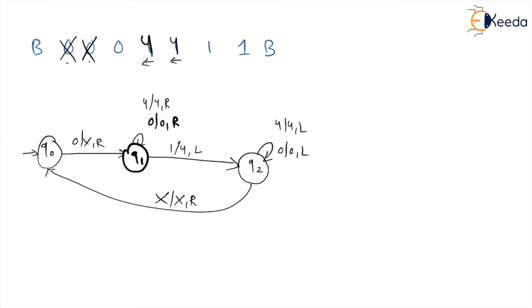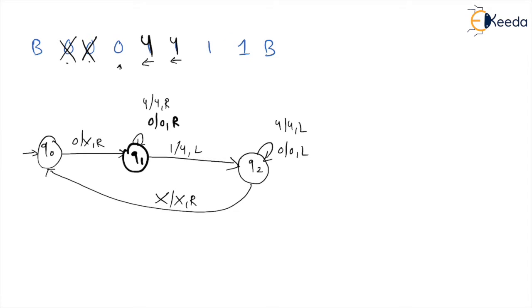I keep on performing this operation again and again till I get the first x. For the first x, I will be keeping it as x and moving to the right, and I now stand over here. Now the transition diagram is complete. It's just to check whether the things are fine or not.